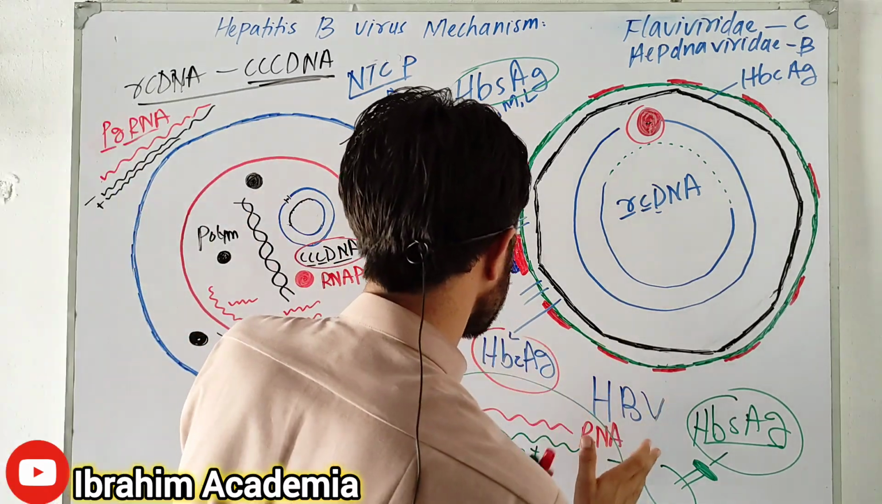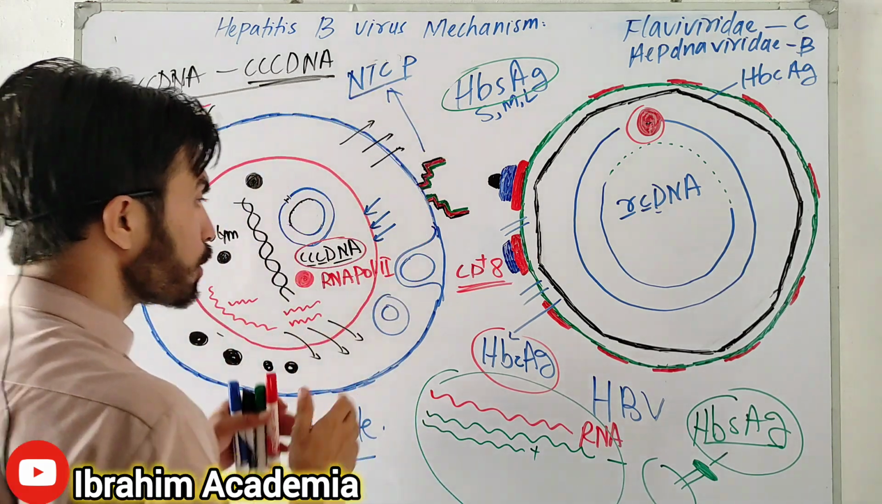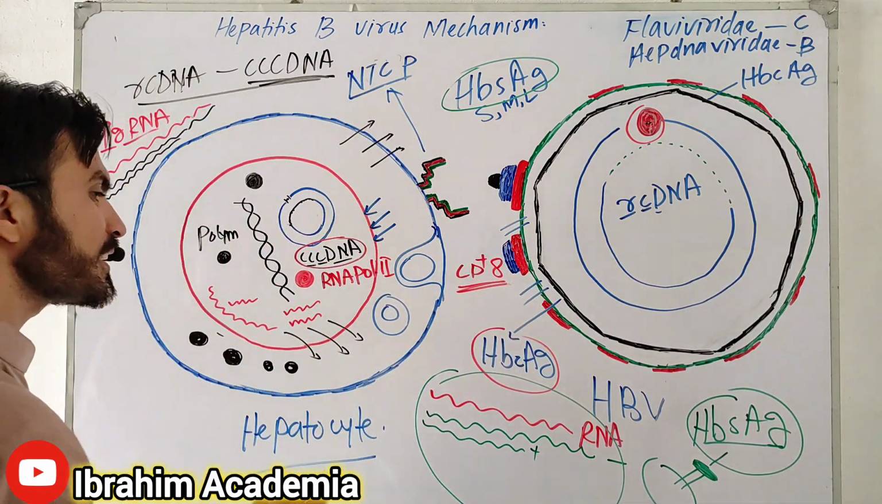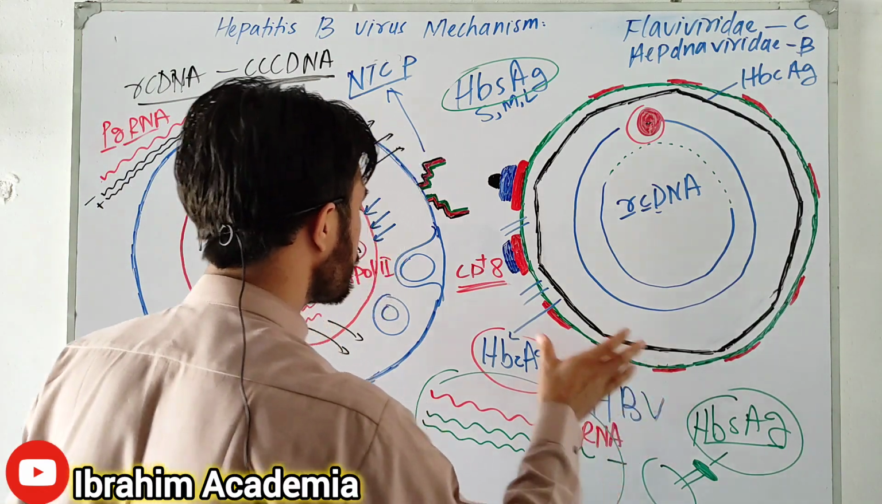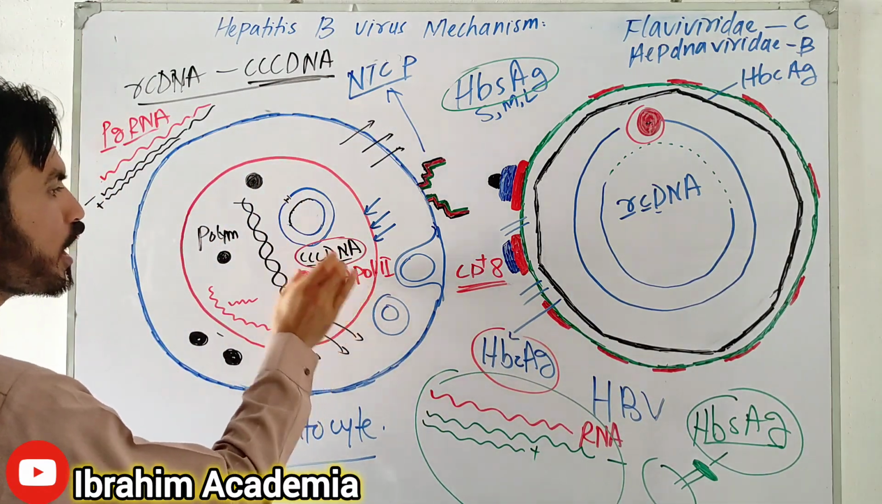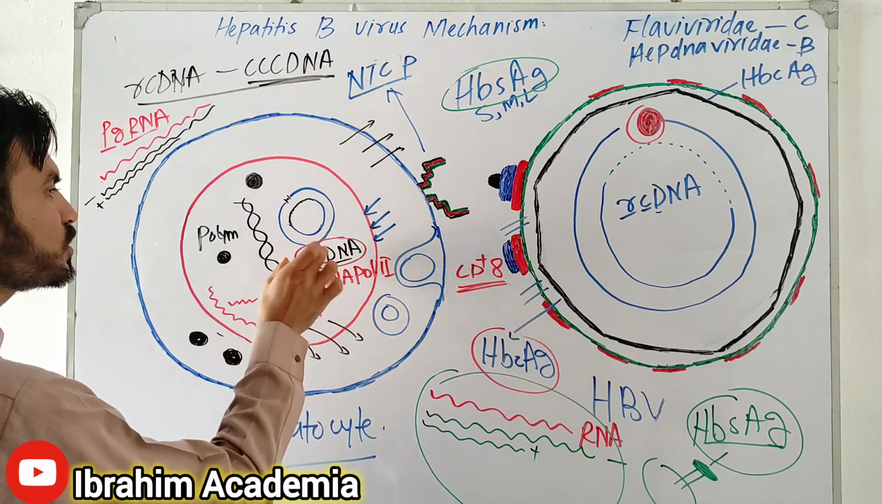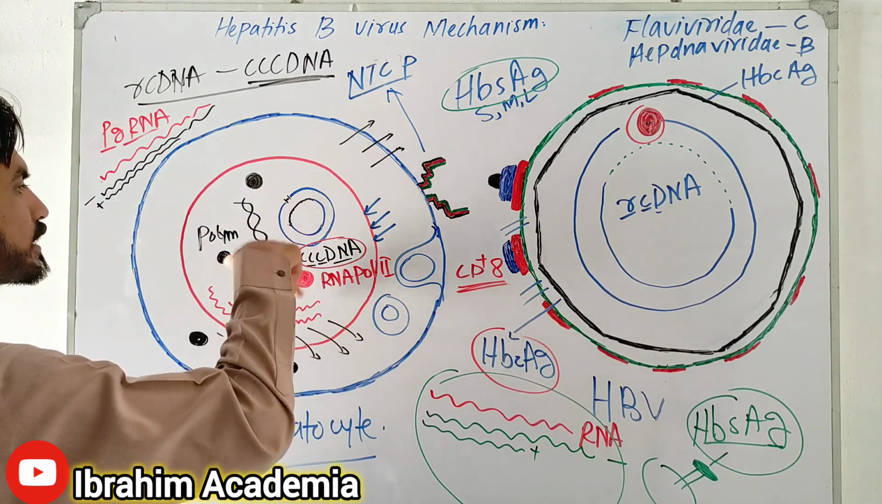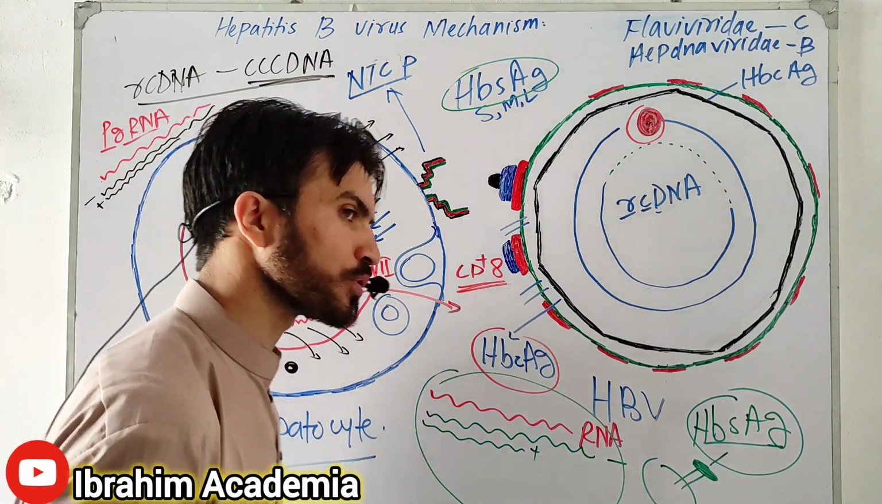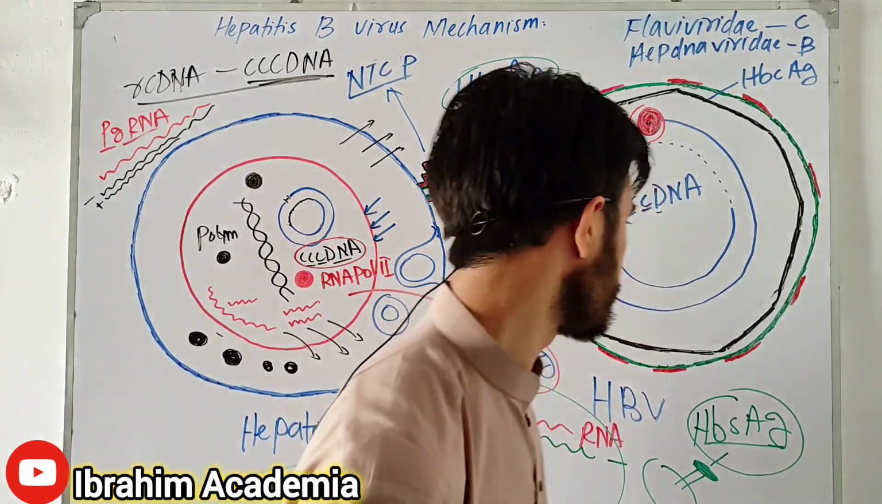But in some cases, when the hepatitis B virus dominates over the activity of the CD8 T cells, then the infection may find its way towards the chronic form. And this chronicity is just because of the cccDNA residing inside the nucleus of the host, and the case may go towards fibrosis, then cirrhosis, and then carcinoma.